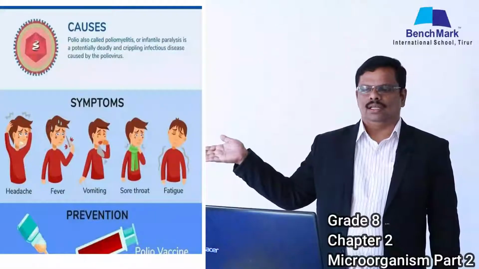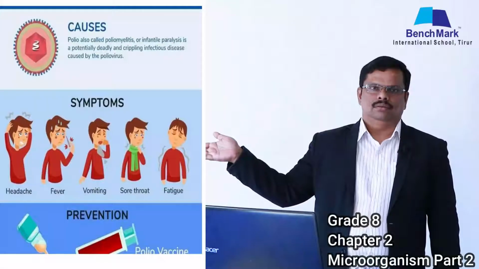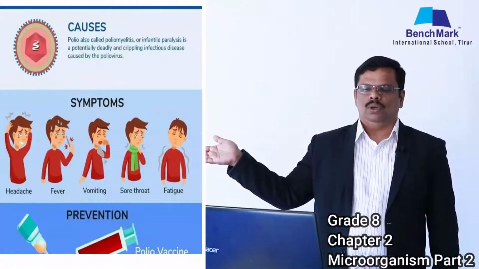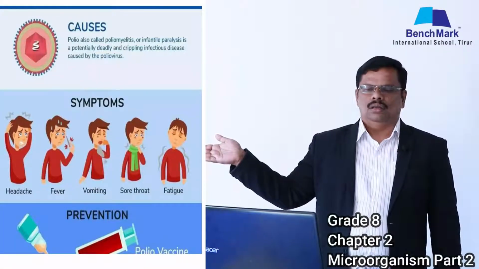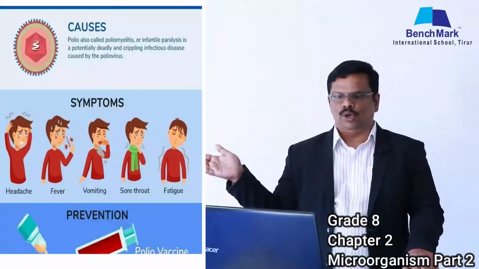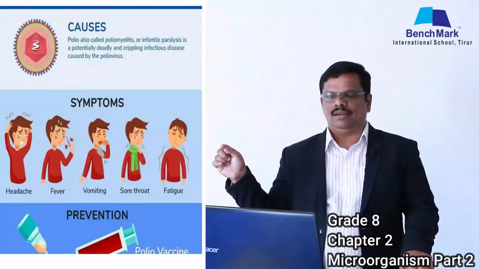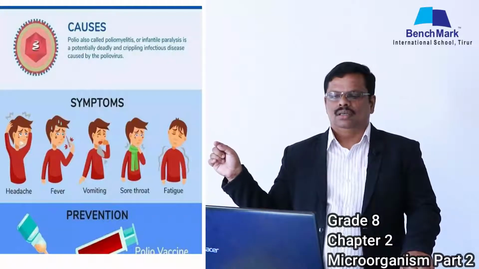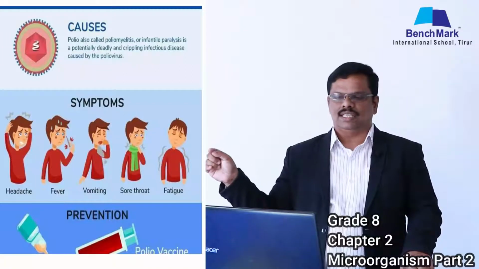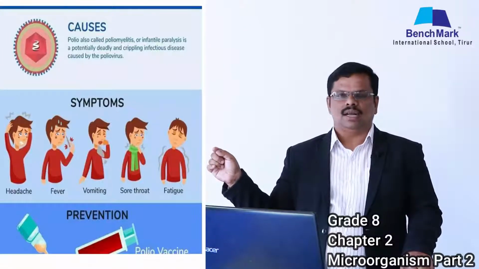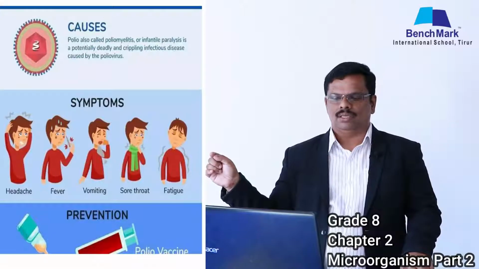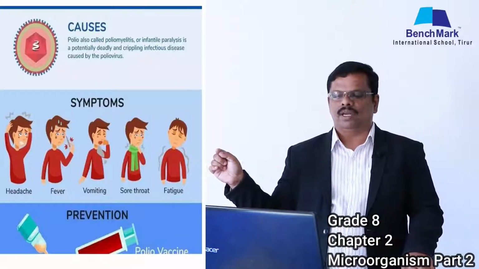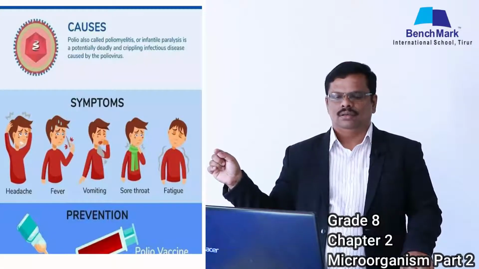Now look at this slide. It is about polio. See, polio, also called poliomyelitis or infantile paralysis, is a potentially deadly and crippling infectious disease caused by poliovirus. See the symptoms: headache, fever, vomiting, sore throat, fatigue.